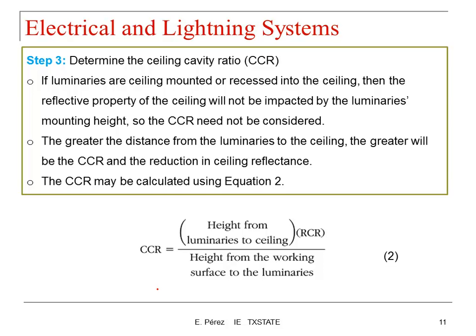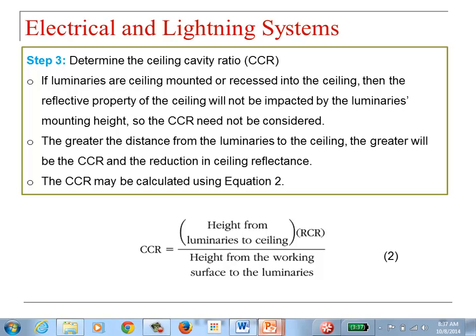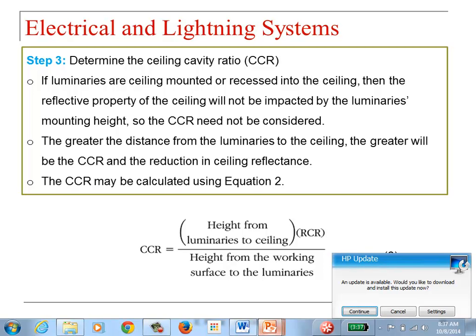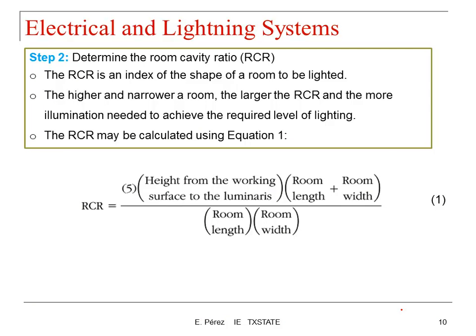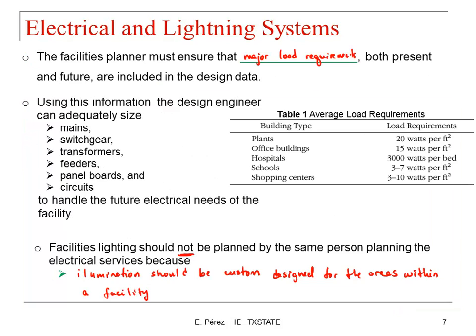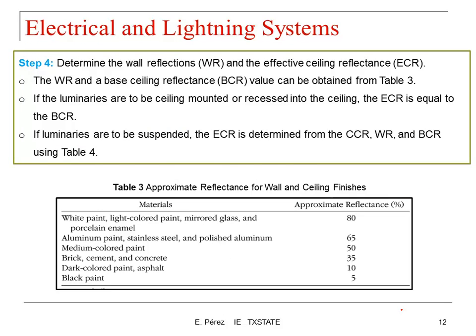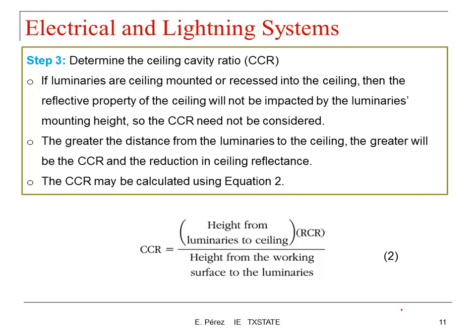But the greater the distance from the luminaires to the ceiling, the greater will be the CCR and the reduction in ceiling reflectance. So the CCR might be calculated using this expression. So this is our second ratio. And we're going to use that information that we got from the first step, the RCR. From the second step, the RCR is also part of this equation.